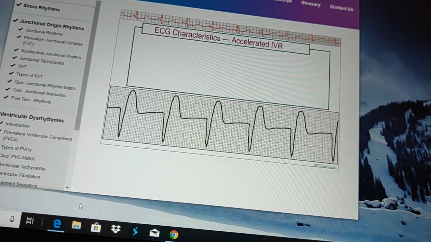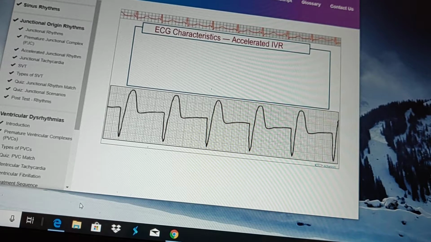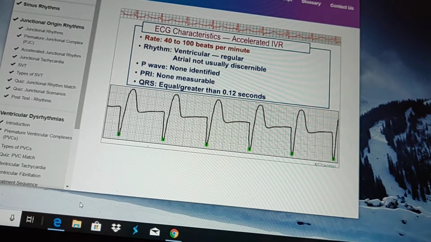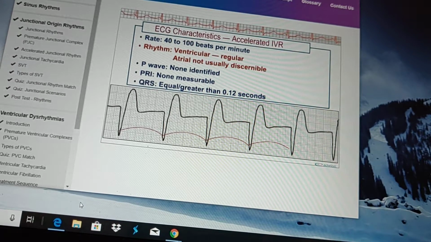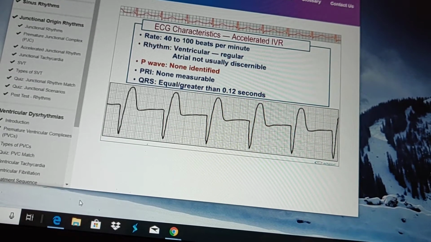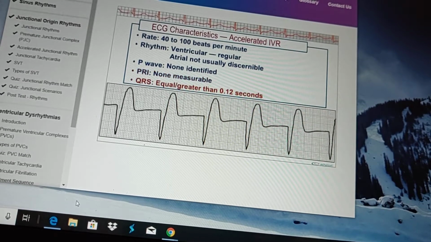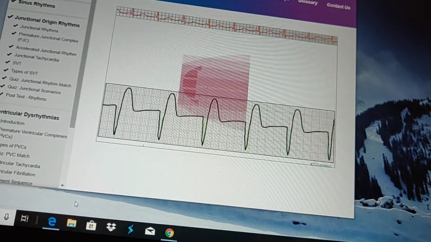The basic ECG characteristics for a patient with accelerated idioventricular are as follows. Rate, 40 to 100 beats per minute. Rhythm, ventricular is essentially regular, but the atrial is not usually discernible. P wave, none identified. PR interval, none measurable. QRS equal to or greater than 0.12 seconds.